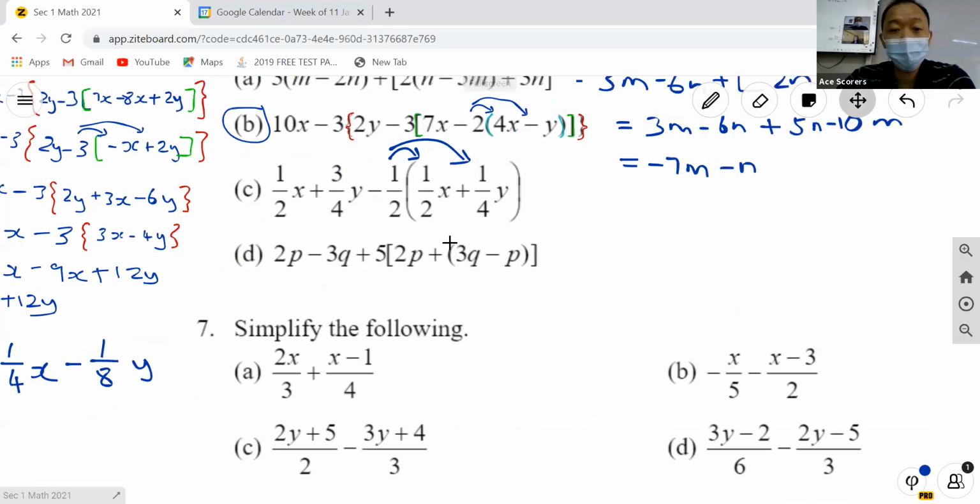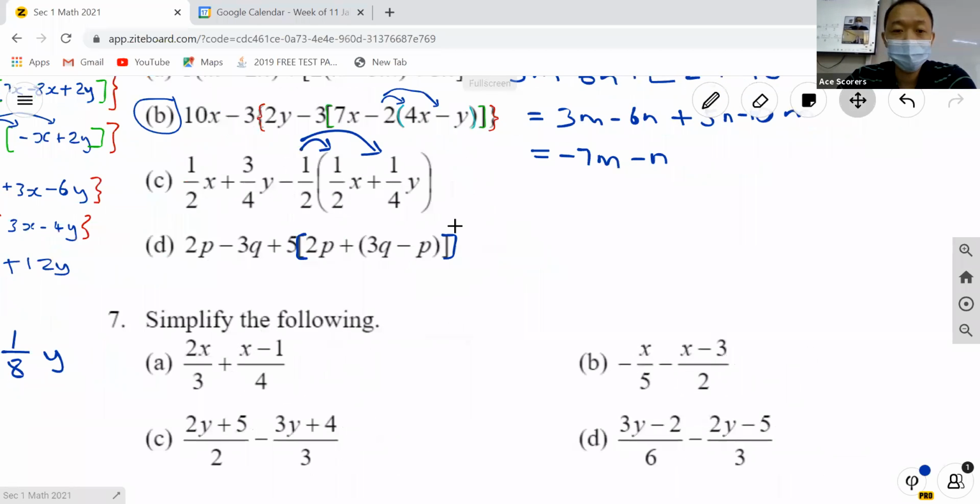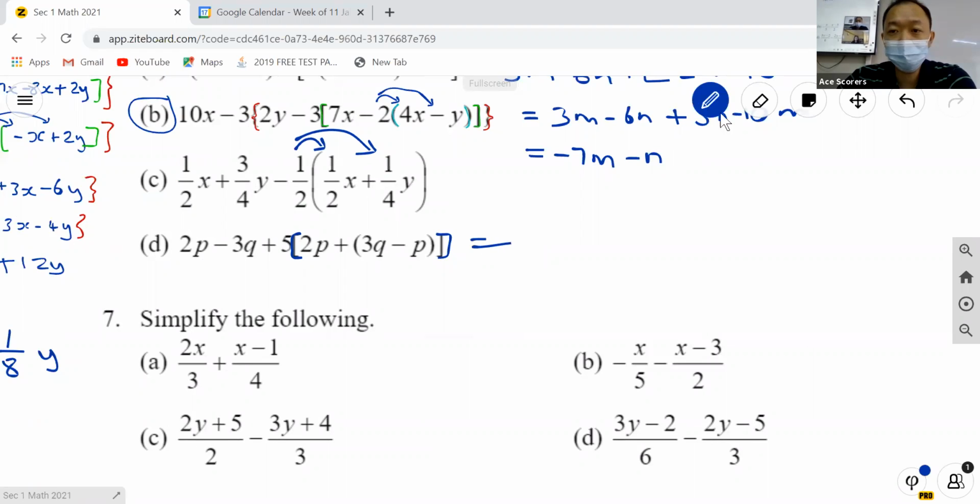So you see, we have two categories of bracket. We got a square one, and then we got the curve one. So which one do we do first? We do the inside first. Within the 3q minus p, there's nothing to do. Is there anything to rainbow also? There's also nothing to rainbow because it's just a positive one. So you evaluate this first. What's 2p plus 3q minus p? Let me write it out. Step 1.